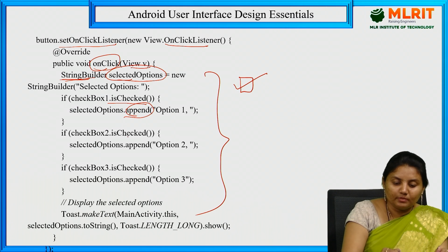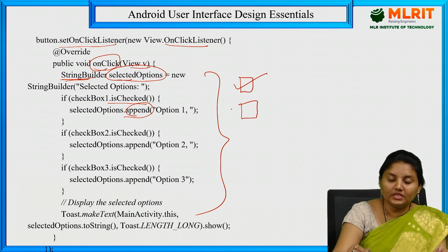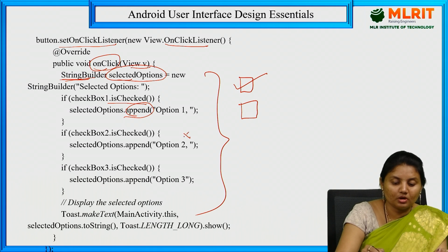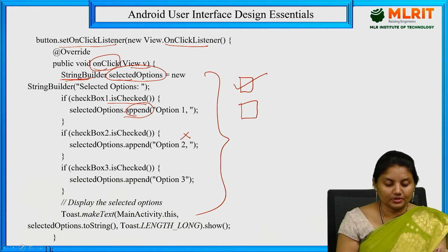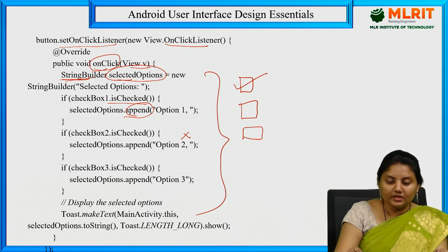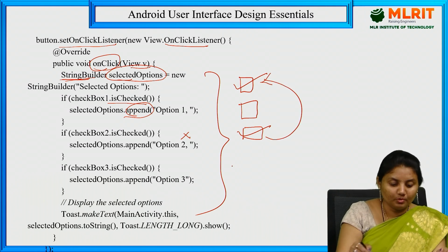Similarly, the second checkbox. It will check whether it is checked or not. No, it is not checked. Then it will not go into the selected options. Similarly, the third one. Again, you are selecting 1 and 3. This is checked. Now it will append. Append this to what? The first one. Now both will be selected.